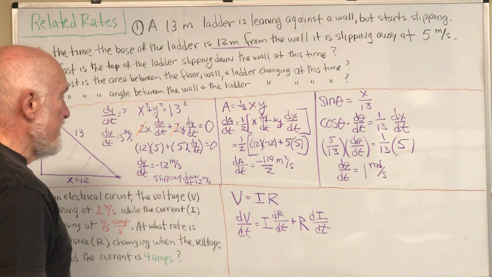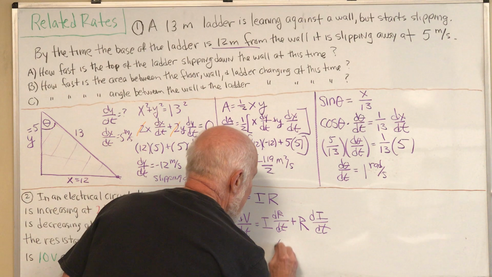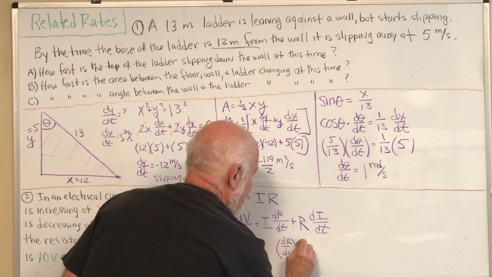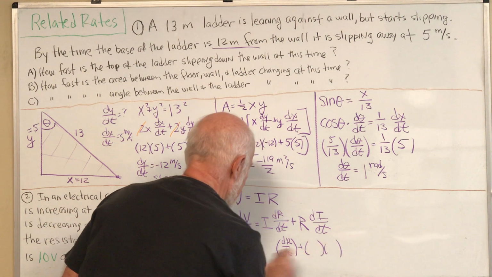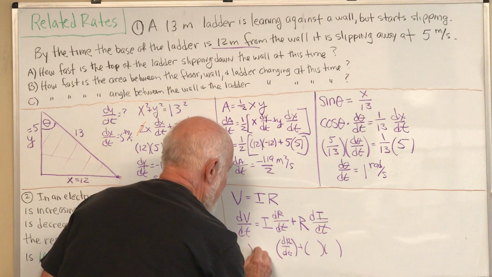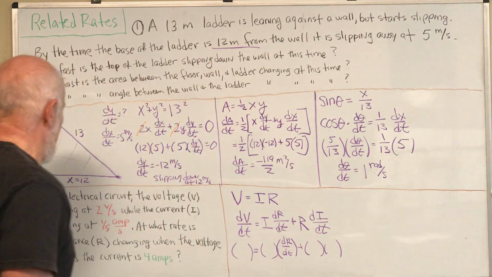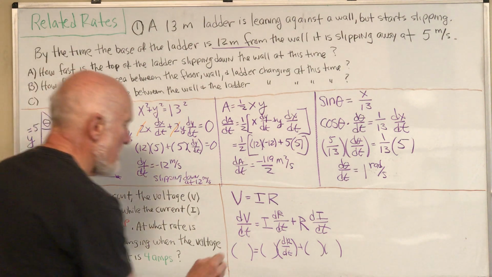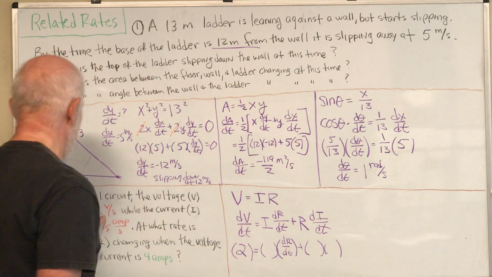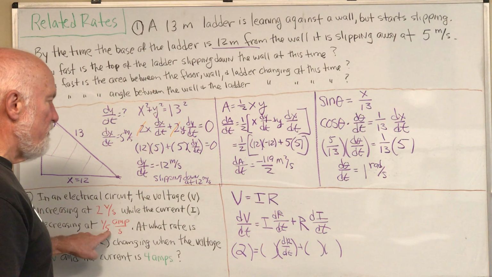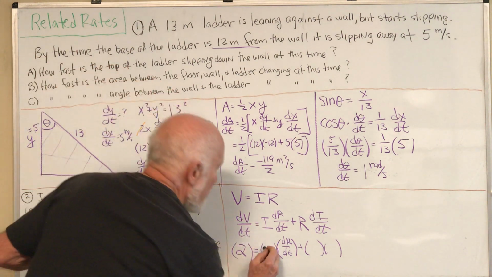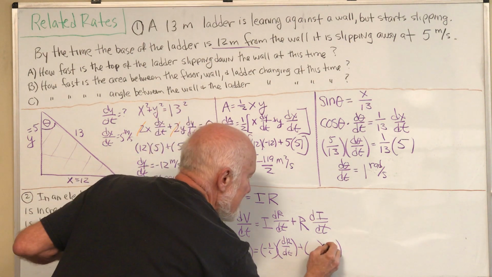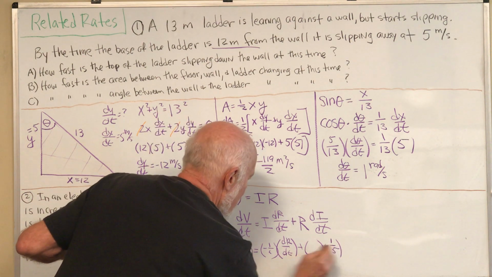And we just have to hope that the only thing we don't know is dR dt. That's asking for quite a bit. Let's see if we've got everything else. Well, the voltage is increasing at 2, so this would be a positive 2. The current is decreasing at 1/5, so the current is negative, dI dt is negative 1/5.